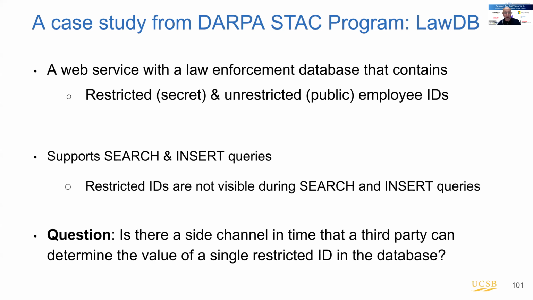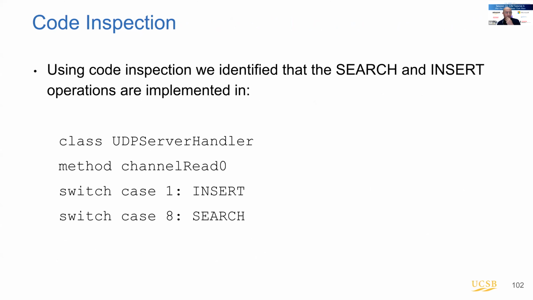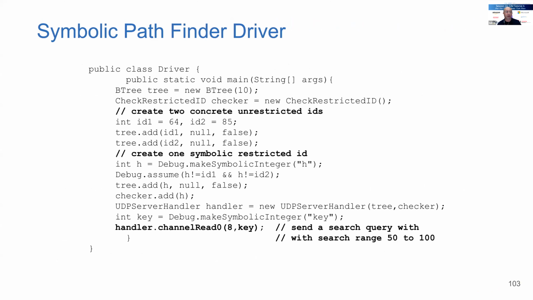So they give you code, and this is big code, thousands of lines of Java code, and they say, see if there's a side channel. By code inspection, we figured out that when you do search and insert queries, they go to this method called channel read, and there's a switch case there, where one case is insert and one is search. We did this just by inspection, and then we wrote an SPF, Symbolic PathFinder, driver for this, which basically calls this method. And it does a search; switch case 8 is search.